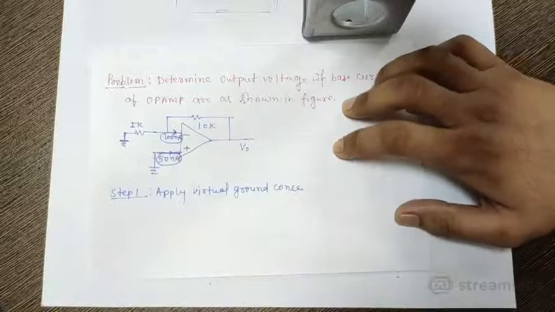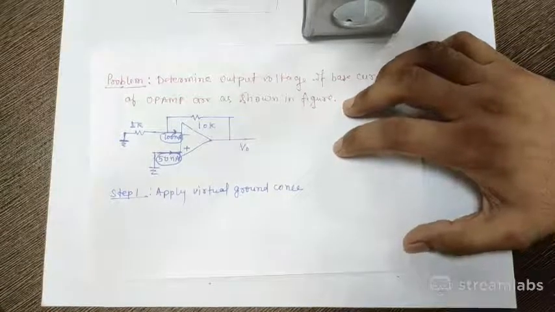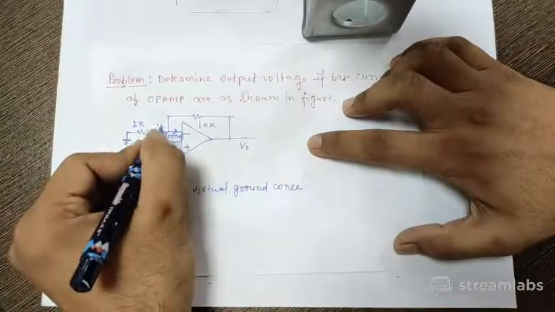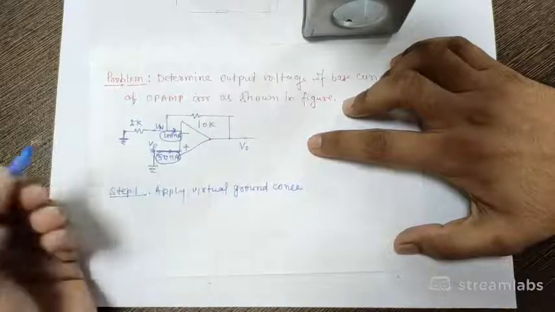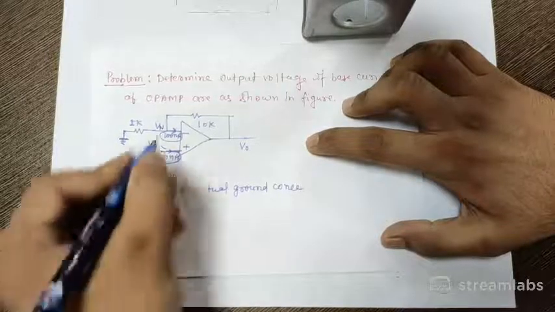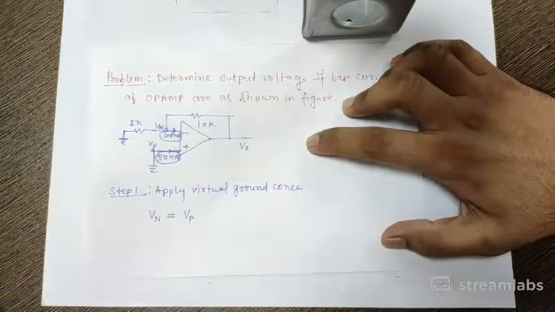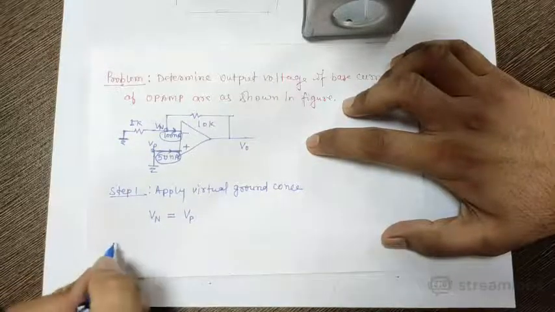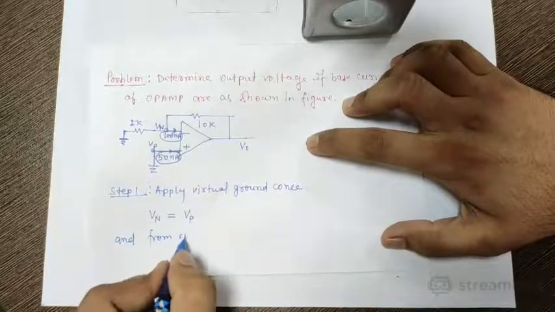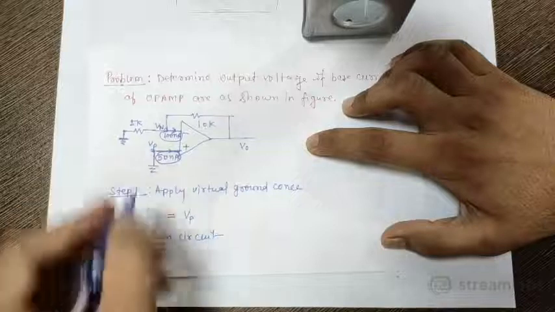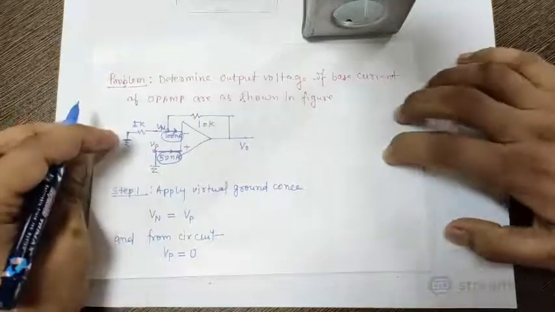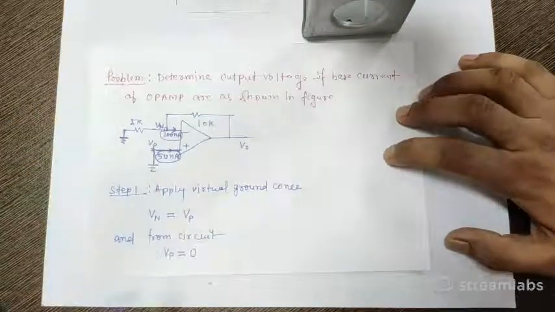And second step is to apply KCL at different nodes of OpAmp. So apply virtual ground, then this node is Vn, if this node is Vp. By virtual ground, voltage at node N, negative node, is equal to voltage at positive node, and from the circuit we can see that the positive terminal is directly connected to ground, therefore the voltage of positive terminal will be equal to 0. So Vp is 0.